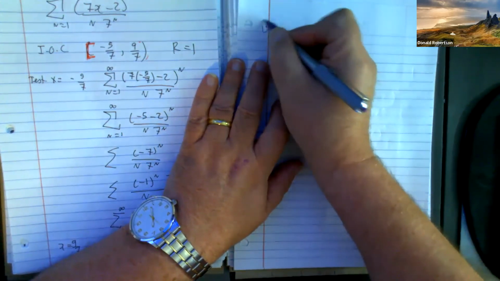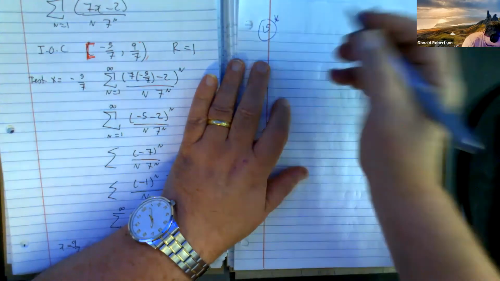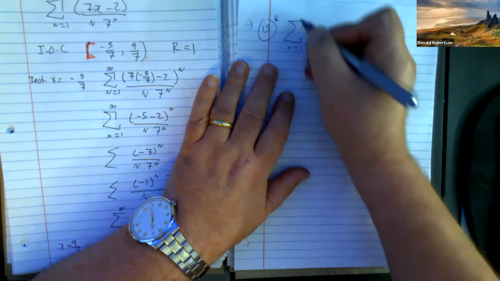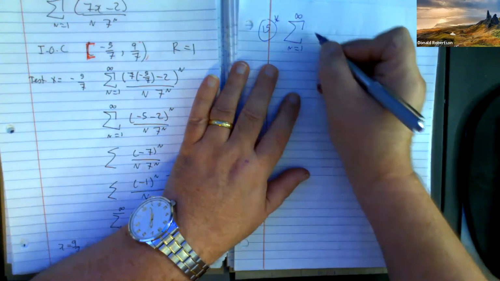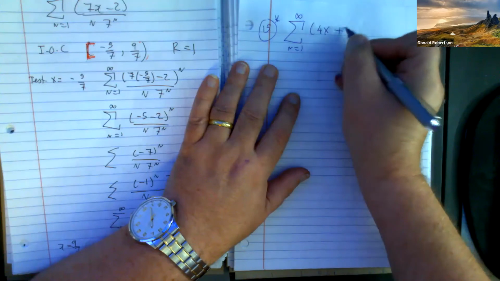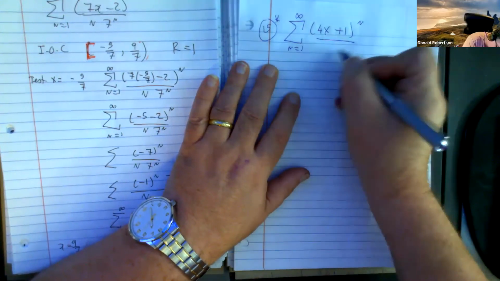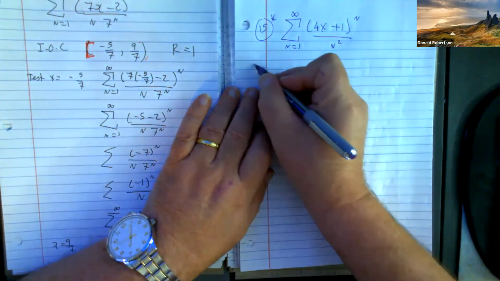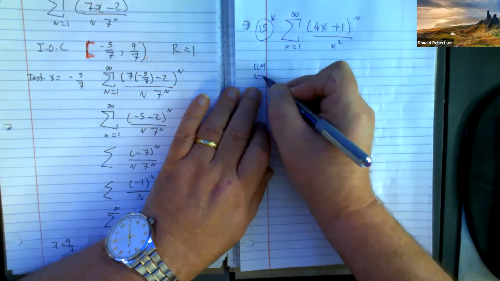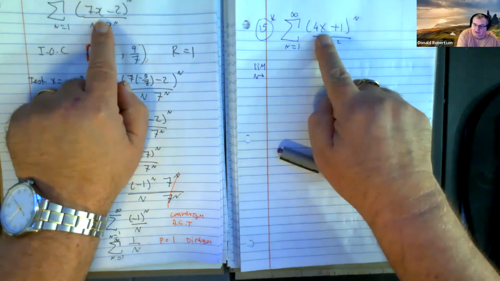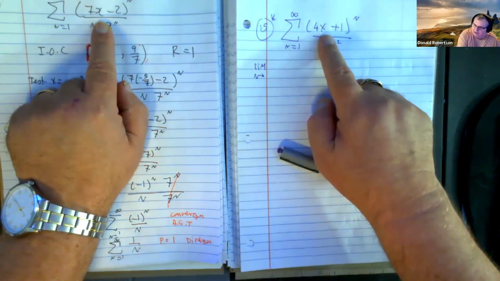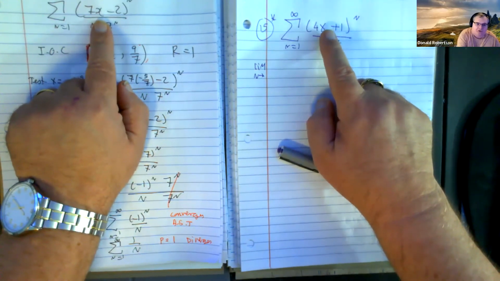This is 15, actually, the last question in the list. This fella, 4x plus 1 to the n over n squared. It's another one of those where it's not an x, right? It's a 4x, a 2x, a 10x, right? That's what you're going to see. So it's very like this one. It's not x plus 1, it's 4x plus 1.